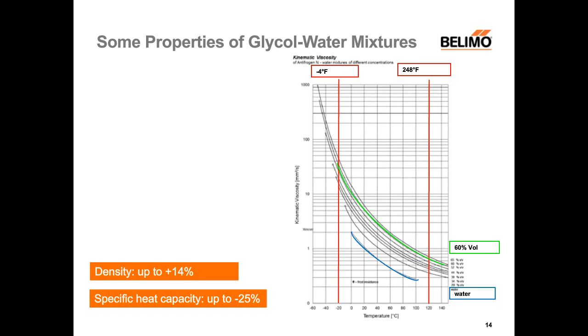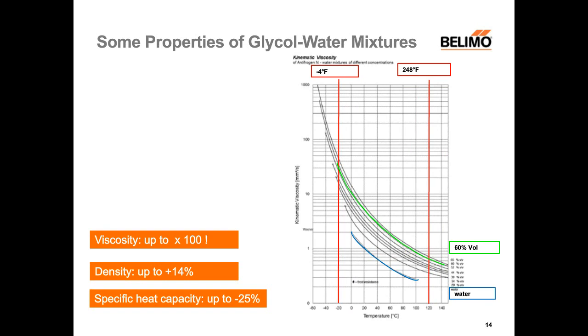This time, again, on the x-axis is temperature, the y-axis is the viscosity, and the different lines are different concentrations. Green is 60% glycol. This time, on the y-axis, we have a logarithmic axis. And we see that the viscosity of water at high temperatures is about 0.2, while for 60% glycol at low temperatures, it rises up to 20. That means the viscosity changes by a factor of 100.